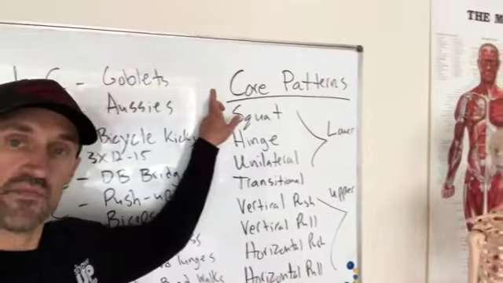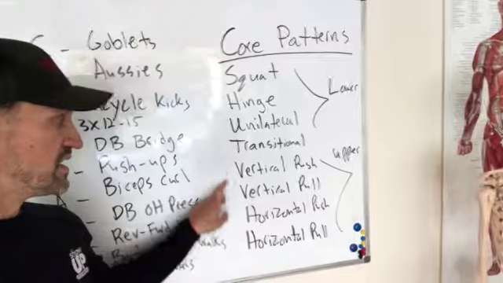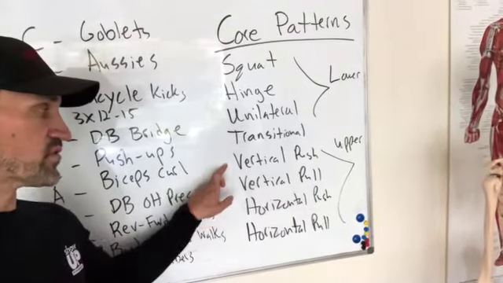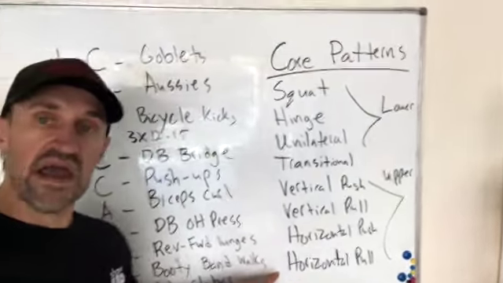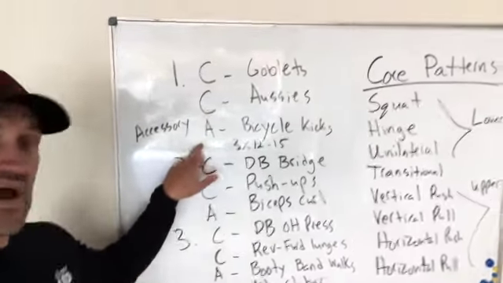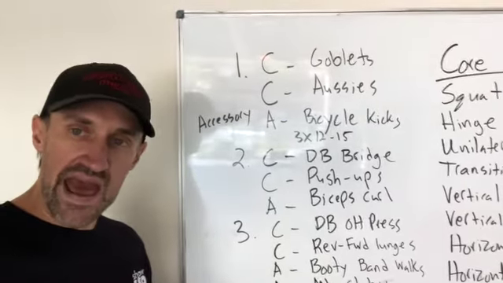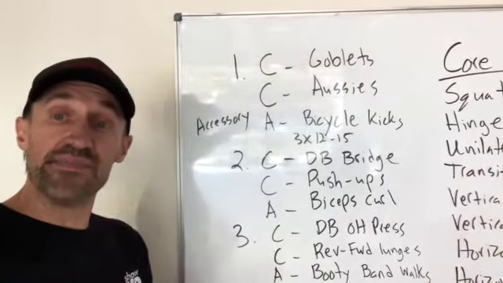So we take our core movement patterns, lower body emphasis, which would be squat, hinge, unilateral, transitional, upper body emphasis, which would be vertical push-pull, horizontal push-pull, and our template for the CCA, core movement pattern, followed by an accessory, which can be isolation, single jointed, rehab, prehab, whatever the client wants to keep it fun.